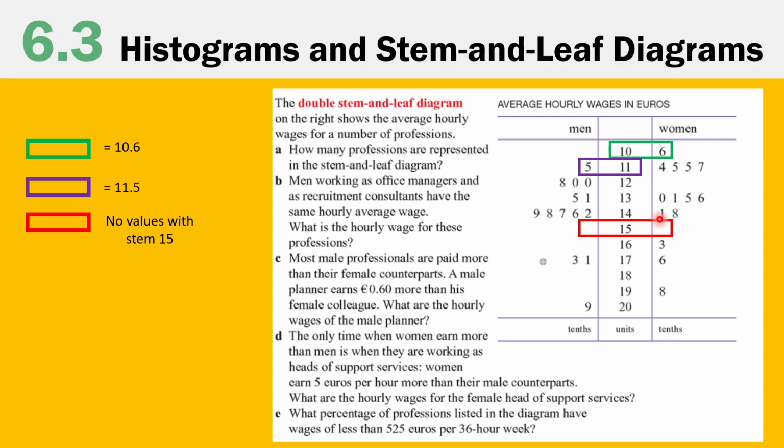And sometimes you will see that we just skip a stem. So for example, there are no values with stem 15. So in this context, that means there are no hourly wages for either men or women that are 15 euros and something. The next one will be 16 euros and 30 cents. Okay, so that's a double stem and leaf diagram.